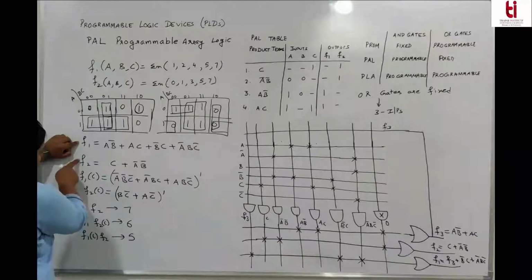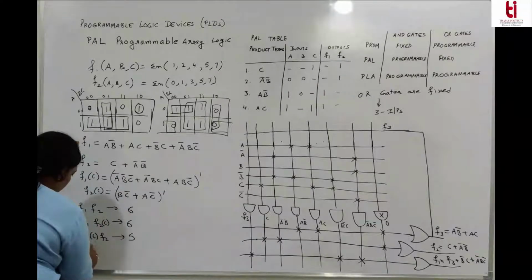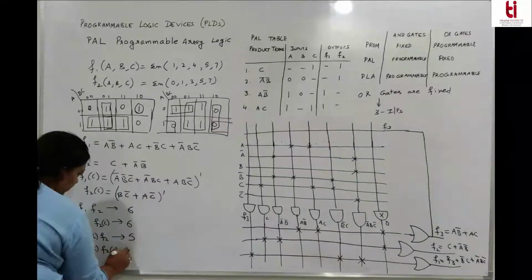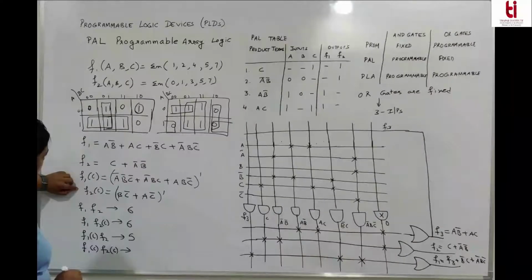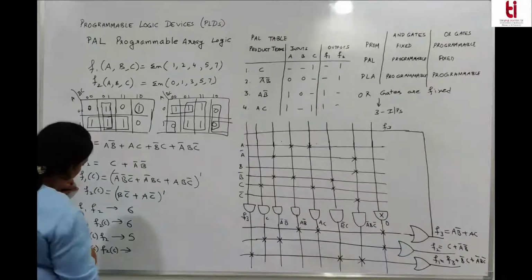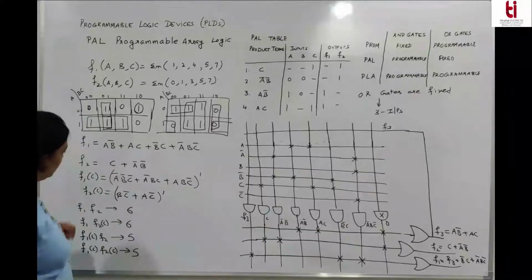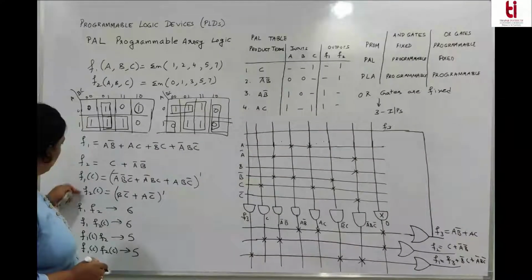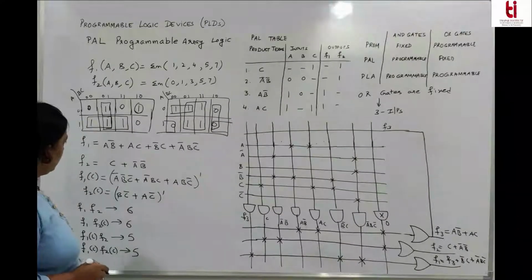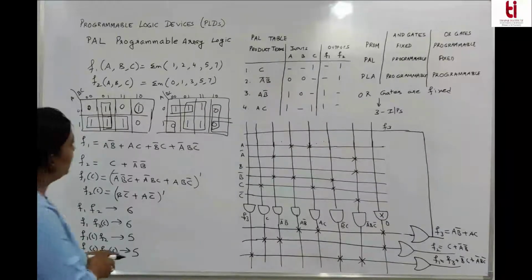This is also 6. And F1 in complement form, F2 in complement form. So it is again 5. So you can use any of these two combinations to implement the PLA table.